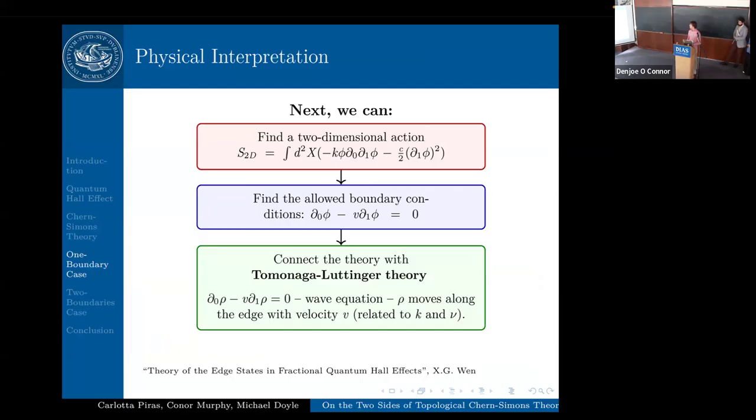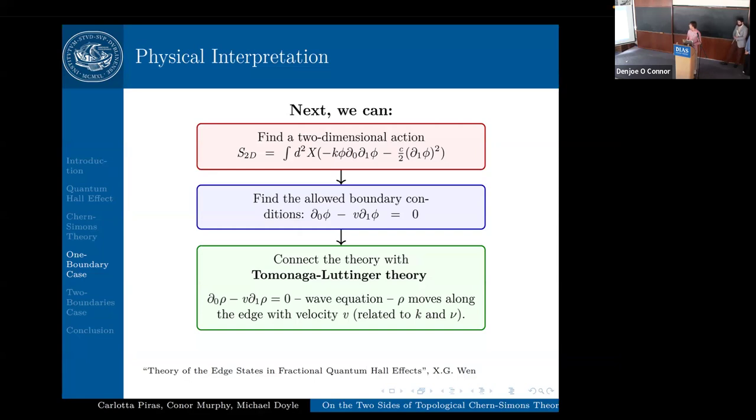So what we can obtain is a two-dimensional action that lives on our boundary. This is the most general kind of 2D action that we can obtain just through power counting arguments and not being able to have certain time derivatives of our field. Then we can also find the allowed boundary conditions. So the only allowed boundary condition that we can have will be the case in which our fields are linearly related by this proportionality constant V.